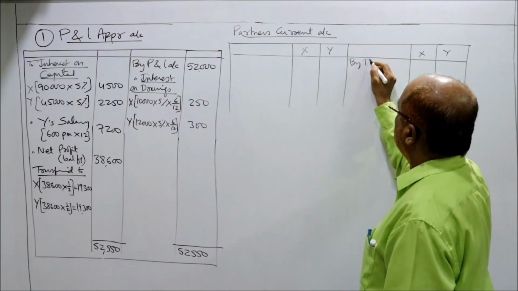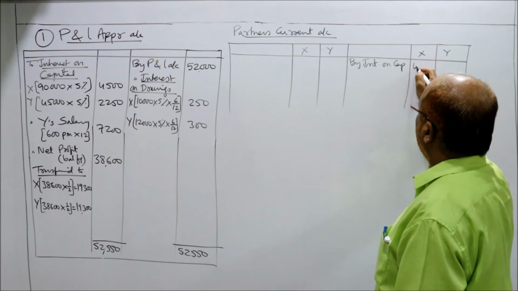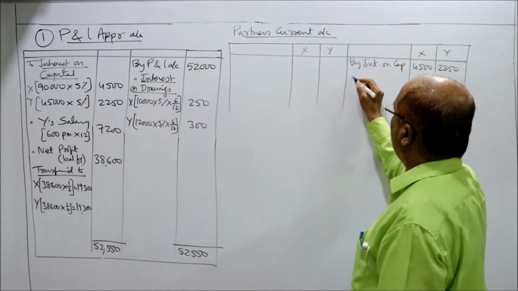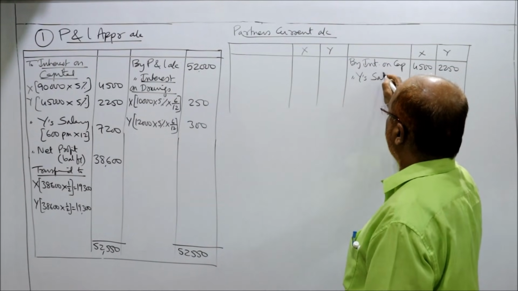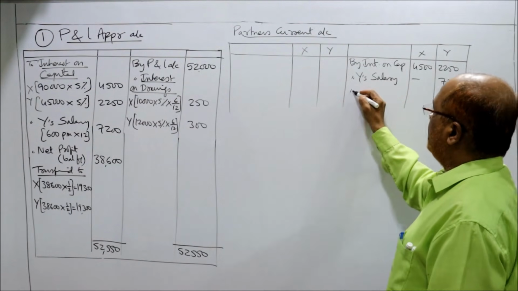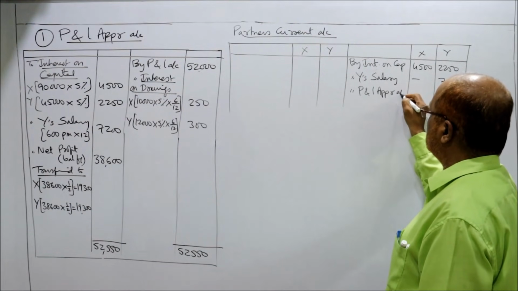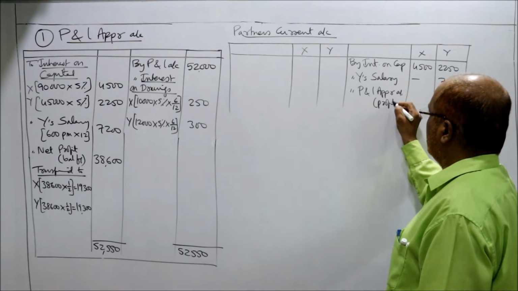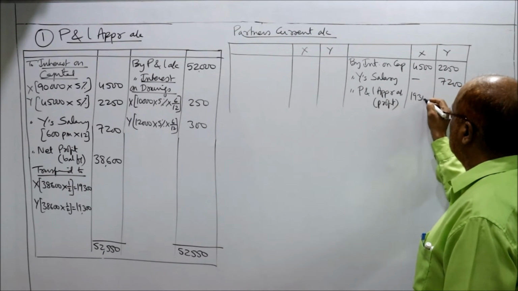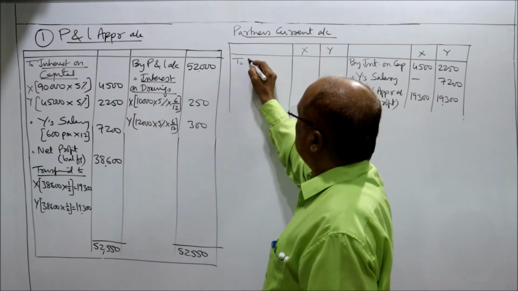By interest on capital 4,500 and 2,250. Then by Y's salary 7,200. By P and L appropriation account profit. How much profit is each partner getting? 19,300. Debit side, to drawings.